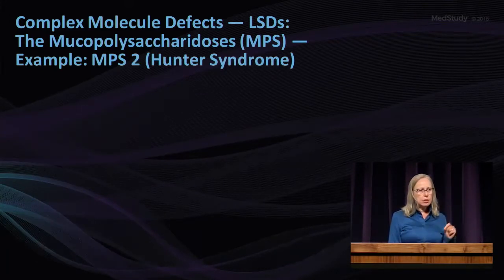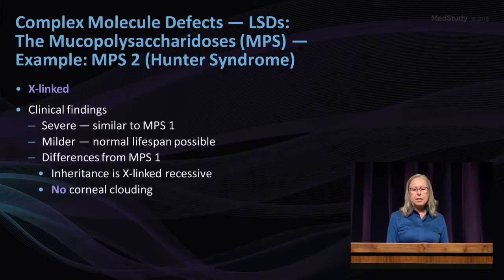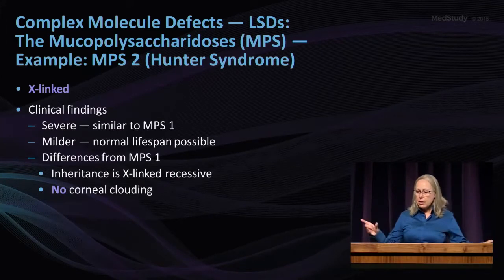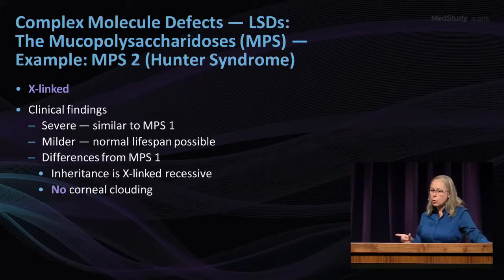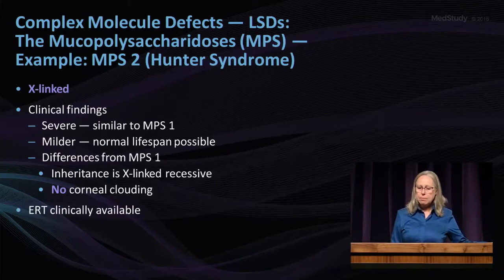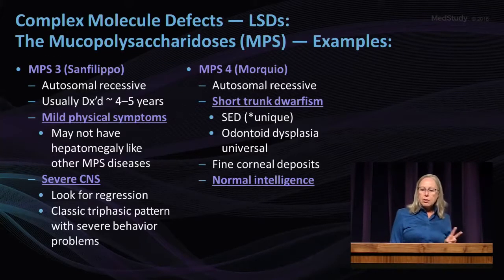MPS 2, which is Hunter syndrome, looks just like MPS 1, except it's X-linked. Severe looks like MPS 1. The milder forms can have a normal lifespan, and the difference is not only that it's X-linked, but there's no corneal clouding. One of the ways to remember that is that Hunters need to have clear vision, and so they do not have the corneal clouding. We do have enzyme replacement.